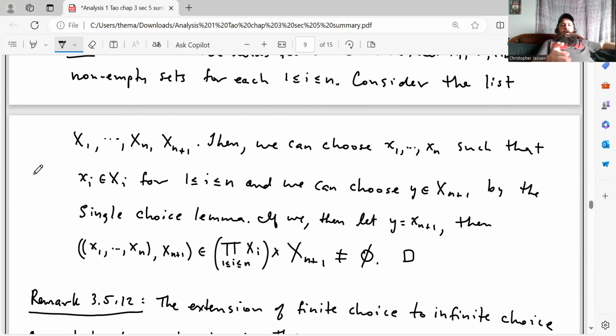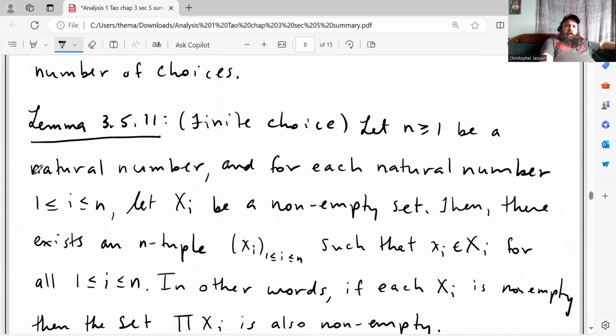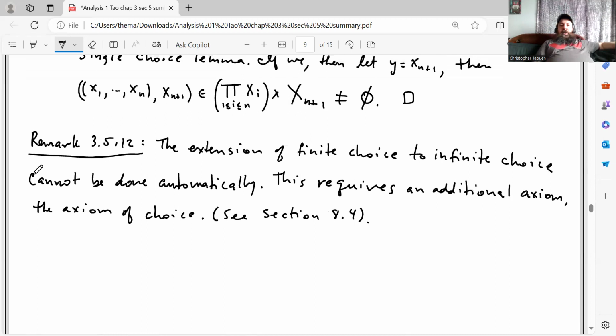Then you get the ordered n plus 1 tuple here, x1 through xn plus 1, which is an element of the Cartesian product, i going from 1 to n plus 1 of the Xi's. So obviously it's not empty. All right, and that proves lemma, what was it? Lemma 3.5.11.